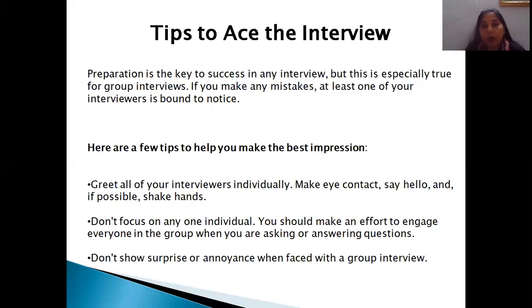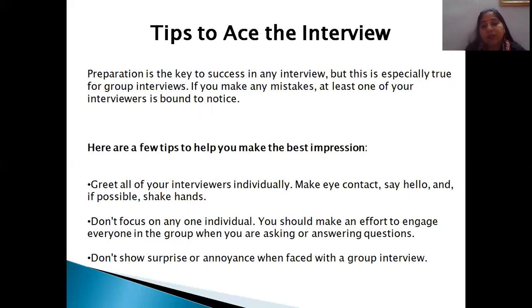Don't focus on any one individual. When you're answering the question, you might be asked the question by one interviewer, but when you're answering, you need to look at every interviewer and pay complete attention as if you are trying to convince them, as if you are talking to them, conversing with them. So that gives them the feel that, okay, you are engaging everybody, right?